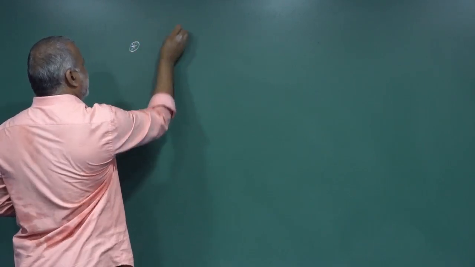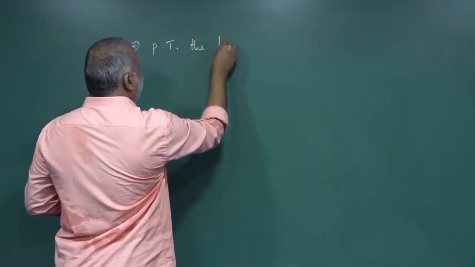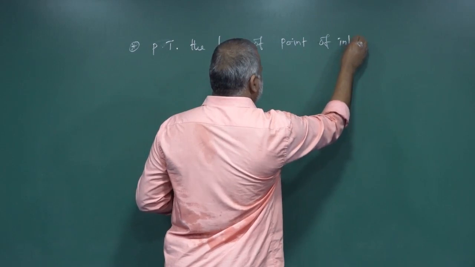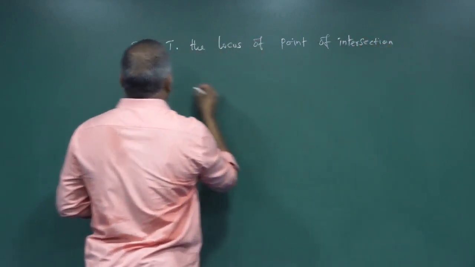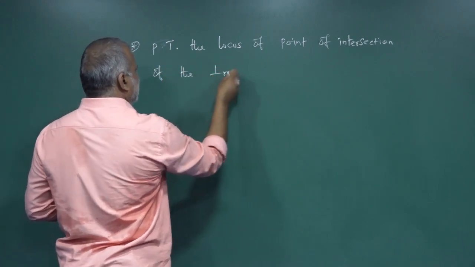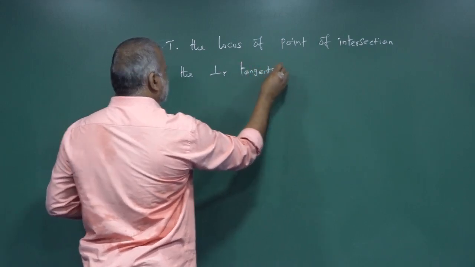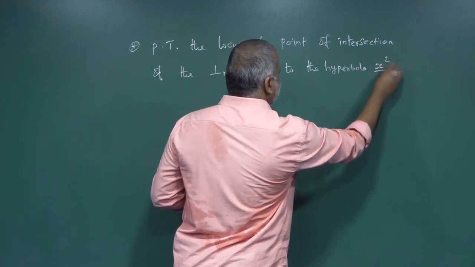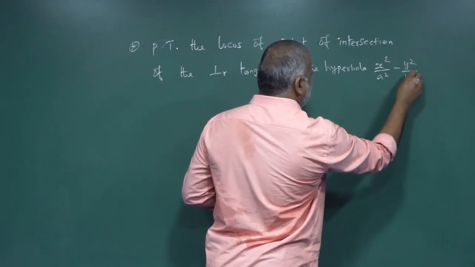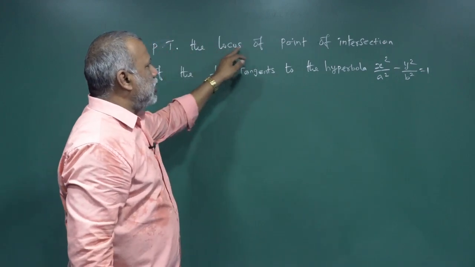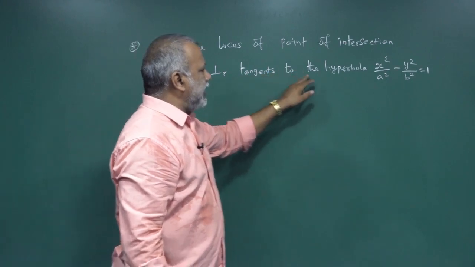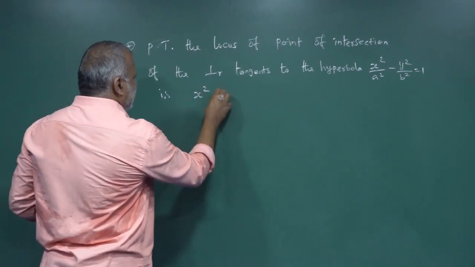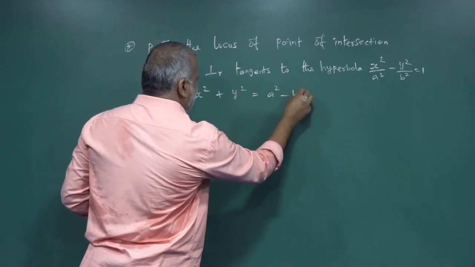Find or prove that the locus of the point of intersection of the perpendicular tangents to the hyperbola x squared by a squared minus y squared by b squared equal to 1 is x squared plus y squared equal to a squared minus b squared.